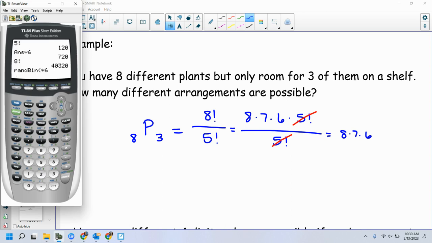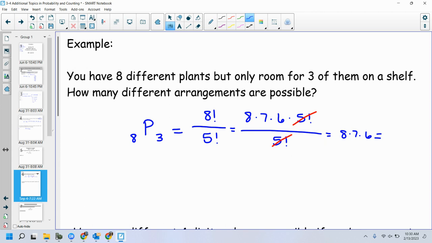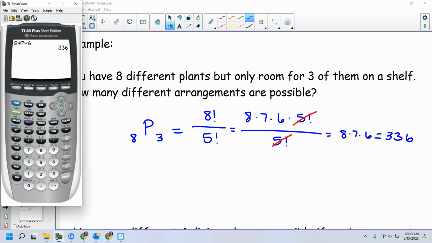8 times 7 times 6 is 336. Now, I guess it's important to know how to plug in 8P3. You type the number 8 in, and then you go to math, PRB, second option. So you have to have your 8 plugged in first, and then 3. Bingo. There it is, 336.